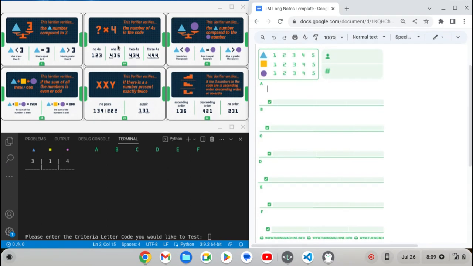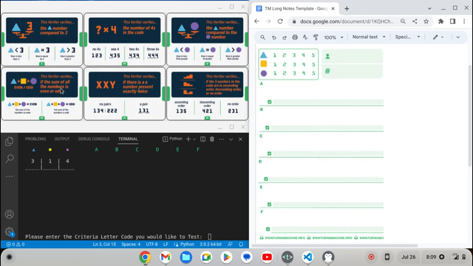Criteria card B looks at the 3-digit solution, and the Turing Machine will let us know how many of those digits are 4. Are there no 4s? Is there a single 4? Perhaps 2? Maybe even all 3 are 4. Criteria card C will look at our first and last digit, our triangle and circle, and compare them to each other. So should the value of triangle be less than circle? Should they be equal? Or should the value of triangle be greater than circle?